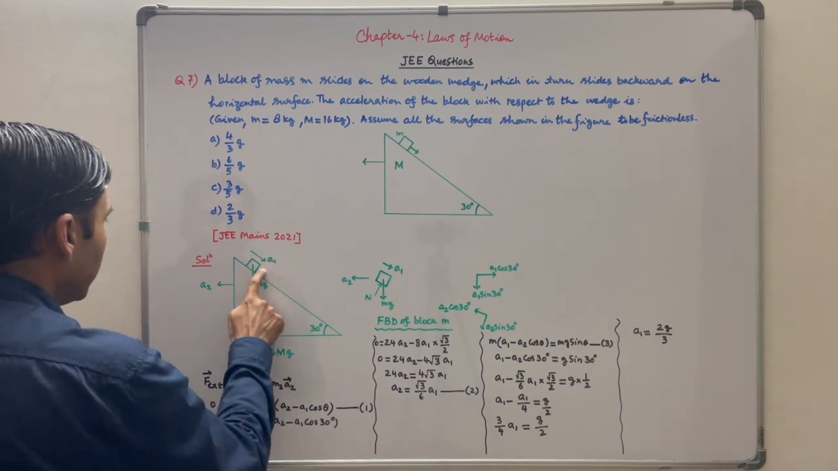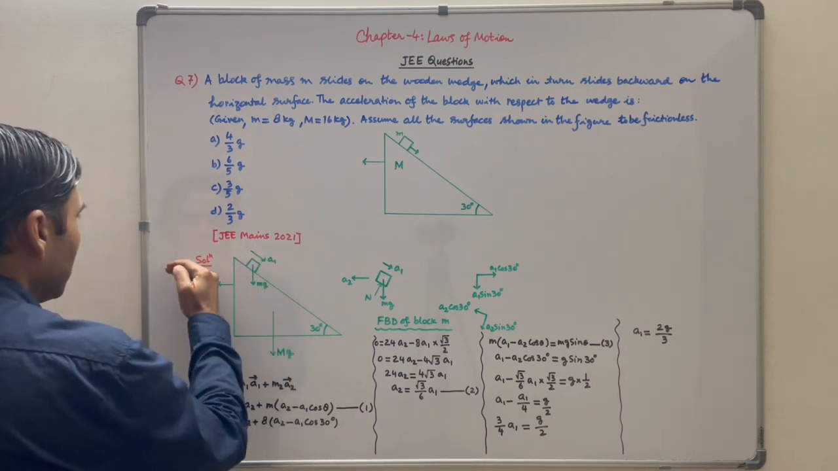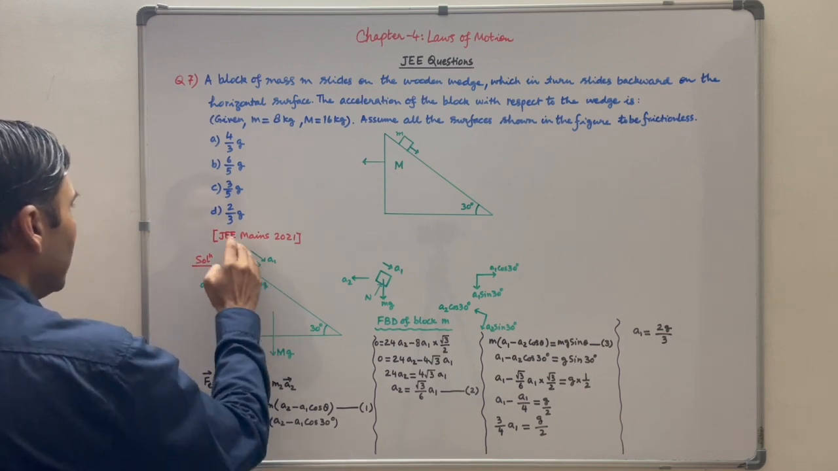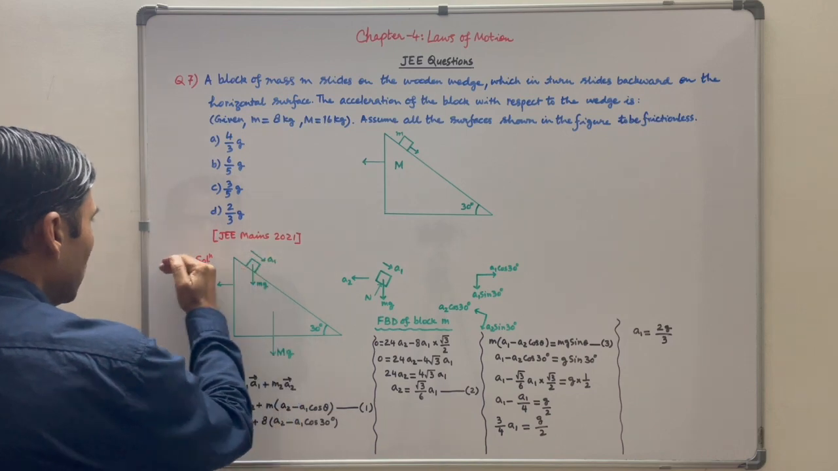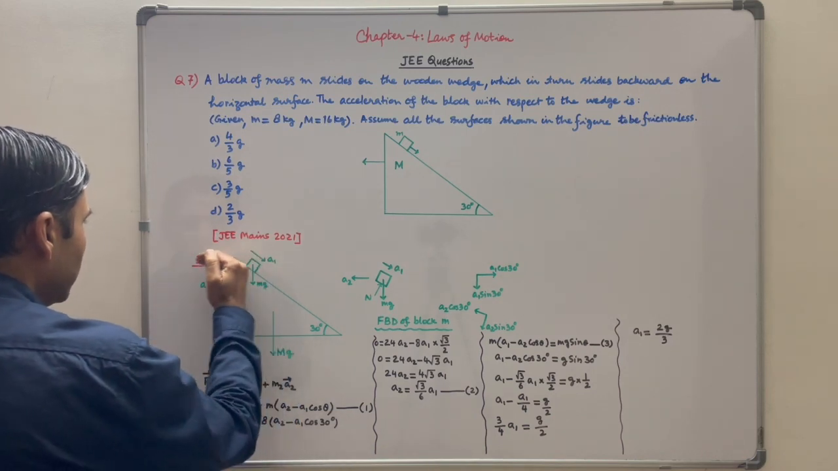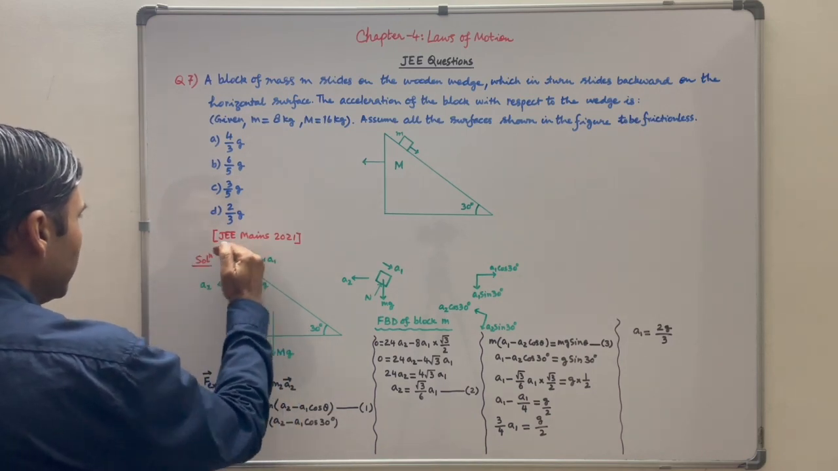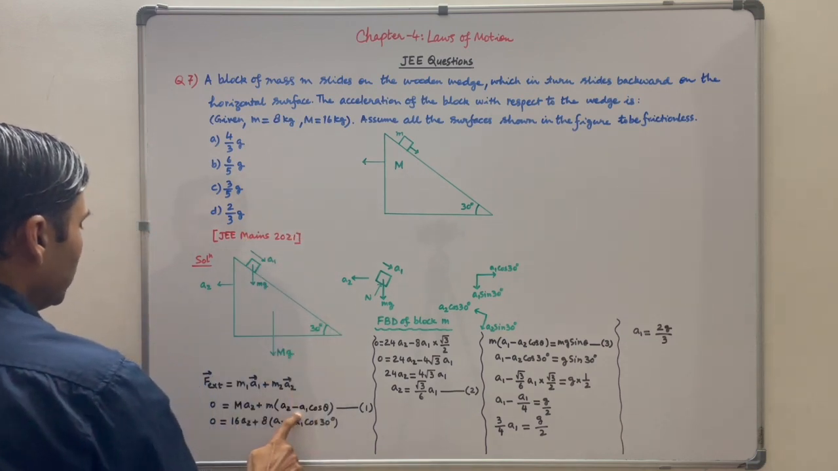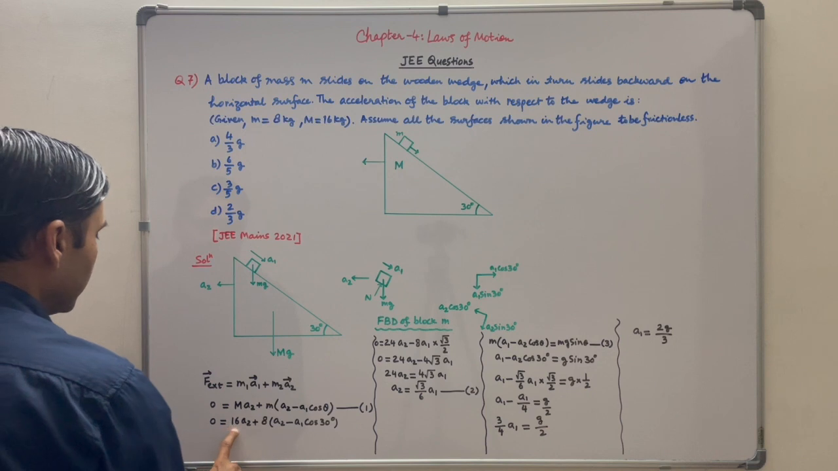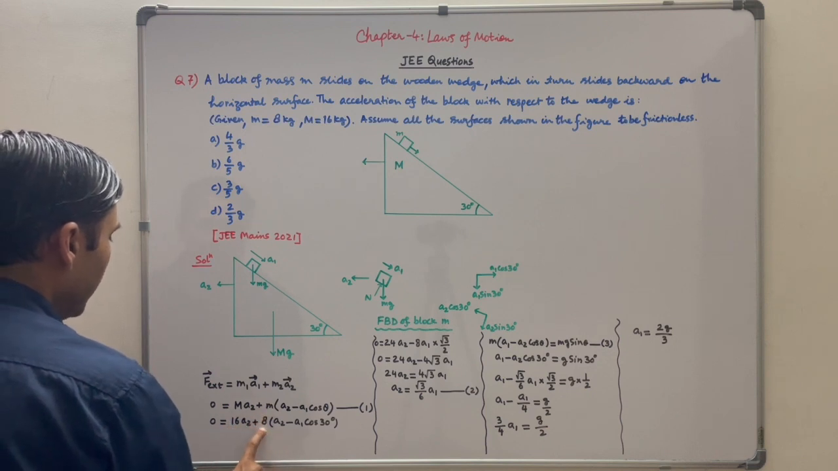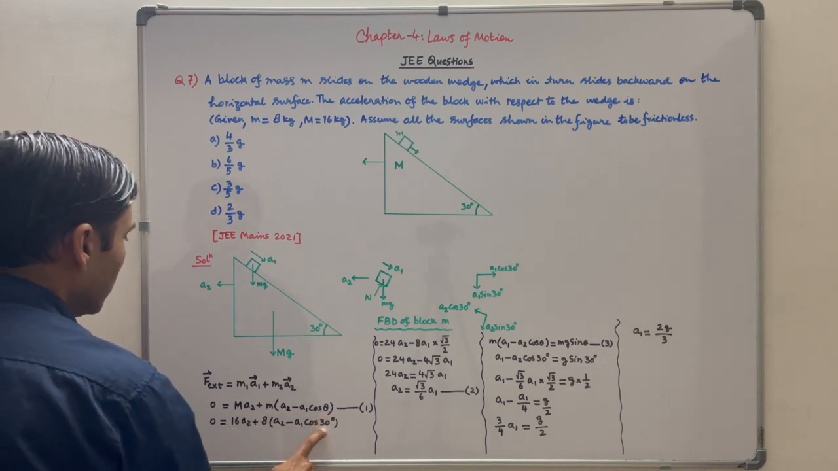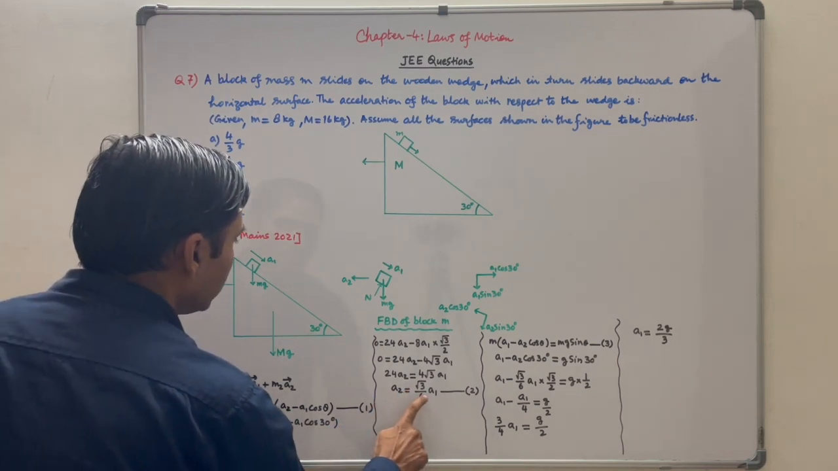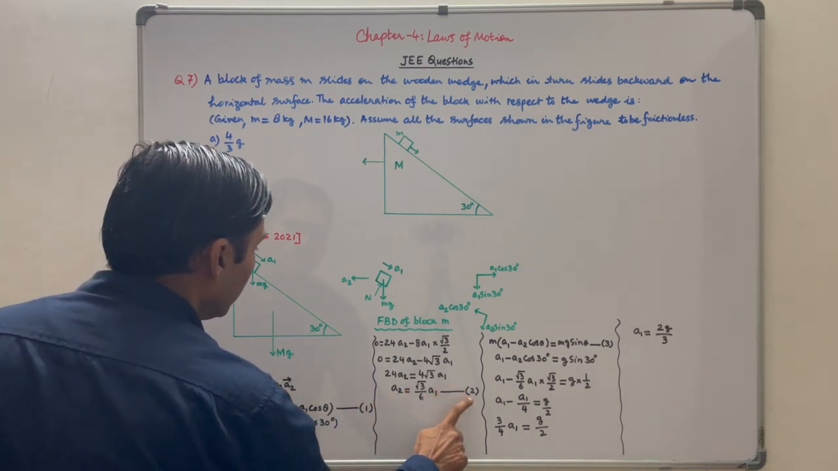And the net acceleration on this block along this direction will be, actually there are two accelerations working on this. One A1 and another A2. So the net acceleration in this direction will be A2 minus A1 cos theta. Now putting the values given. Capital M is given as 16 kg, small m is given as 8 kg, theta is equal to 30 degrees. So we get A2 is equal to root 3 by 6 A1. This is equation number 2.